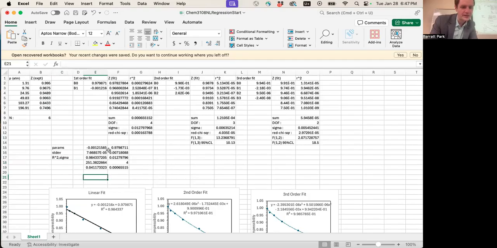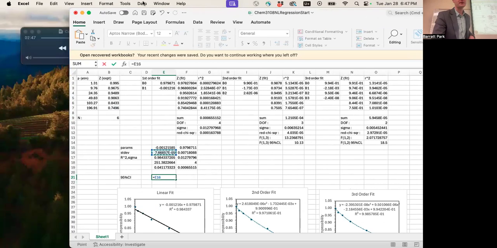Okay, but we can go ahead and calculate the 95% confidence interval. So I'll put that down here. So 95% confidence interval for the linear fit. Remember the formula is you take the standard deviation times the student t-factor and divide by the square root of the number of measurements. So we're going to take standard deviation times the student t-factor, which we have to look up in a table.